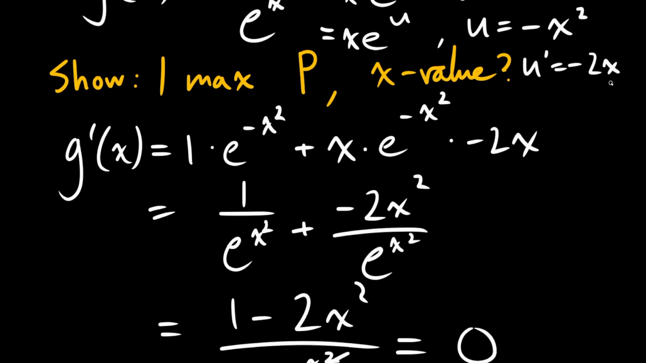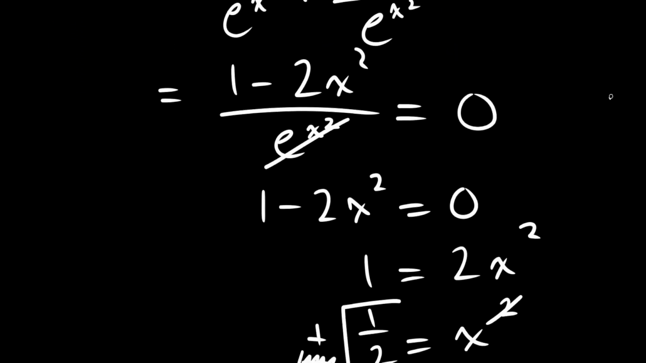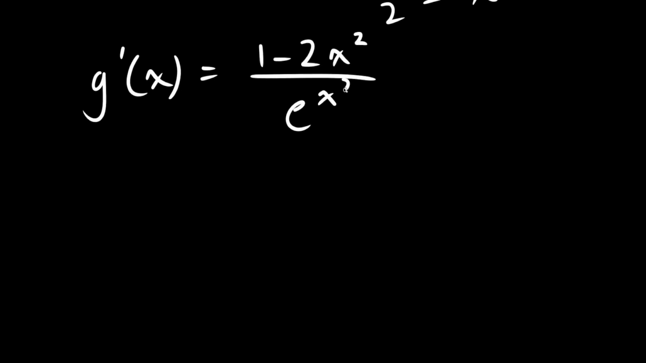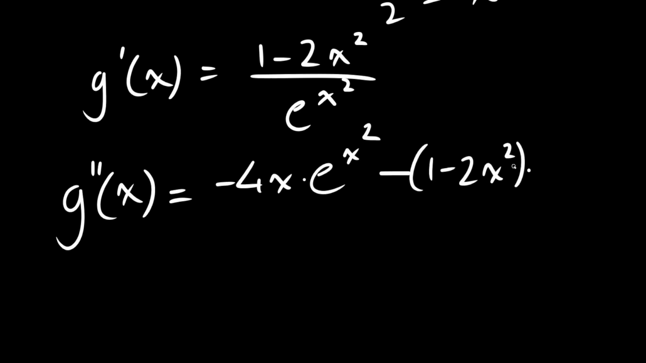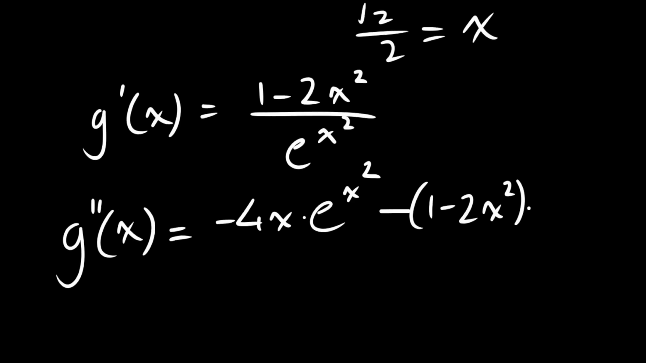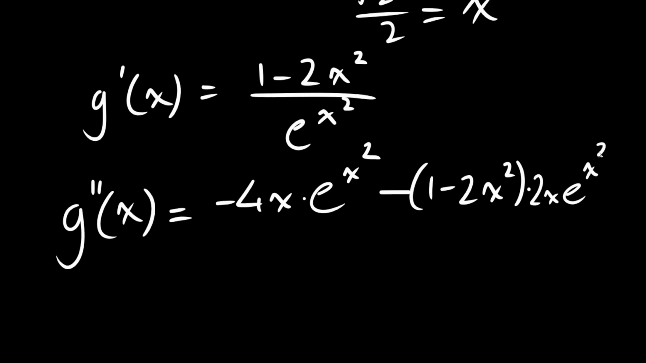The next part asks us to show that g has a point of inflection, q, at x equals root 3 over 2. And this is tricky because we have to find the second derivative of what we just had here. So we had g prime of x equals 1 minus 2x squared divided by e to the x squared. To find g prime prime, I'm just going to use the quotient rule. So this will be equal to the derivative of the top function, which is going to be negative 4x, times the entirety of the second function, subtract the entirety of the top function, 1 minus 2x squared, and then times the derivative of the second function, which we know is 2x e to the x squared.